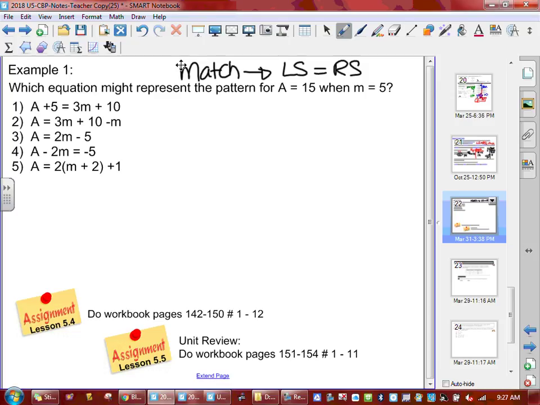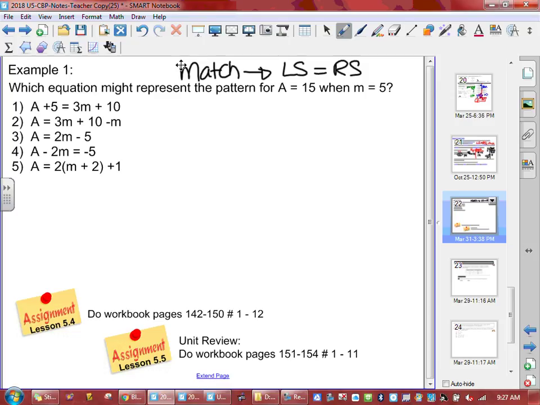So for each one of those, 1, 2, 3, 4, 5, we'll be doing a left side, right side check. I'm going to assign them to everybody. This group right here, this row, including Jenna, you guys are going to do number 1. Charlie, in this row, you're going to do number 2.